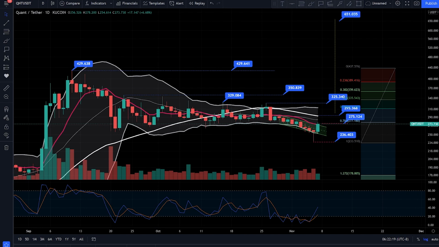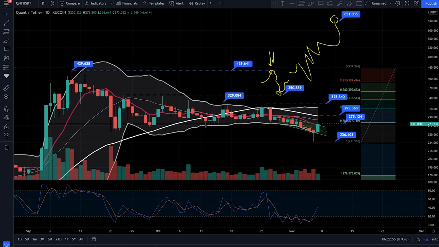There is a very strong possibility that once Quant tests this all-time high, it's going to get rejected. So we will likely see Quant retest this 350, bounce back up, and this time I expect Quant to cross over the all-time high and zigzag its way to my target price of 650 as part of this new bull run.